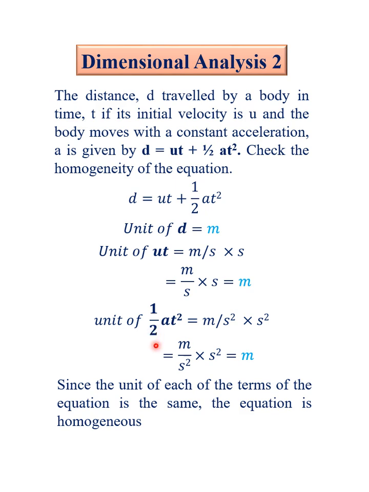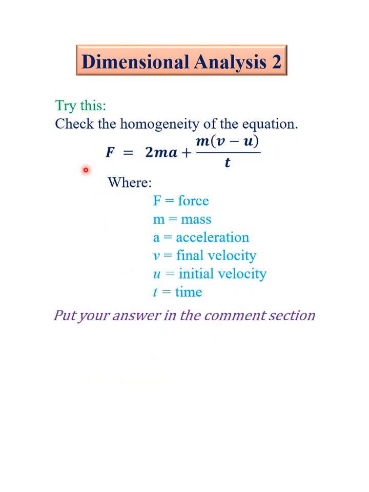If you understood what I've said, then try this. Check the homogeneity of this equation, F equals 2ma plus m into (v minus u) all over t, where F stands for force, m for mass, a for acceleration, v for final velocity, u for initial velocity, and t for time. Please put your answer in the comment section, and thank you very much for watching this video.